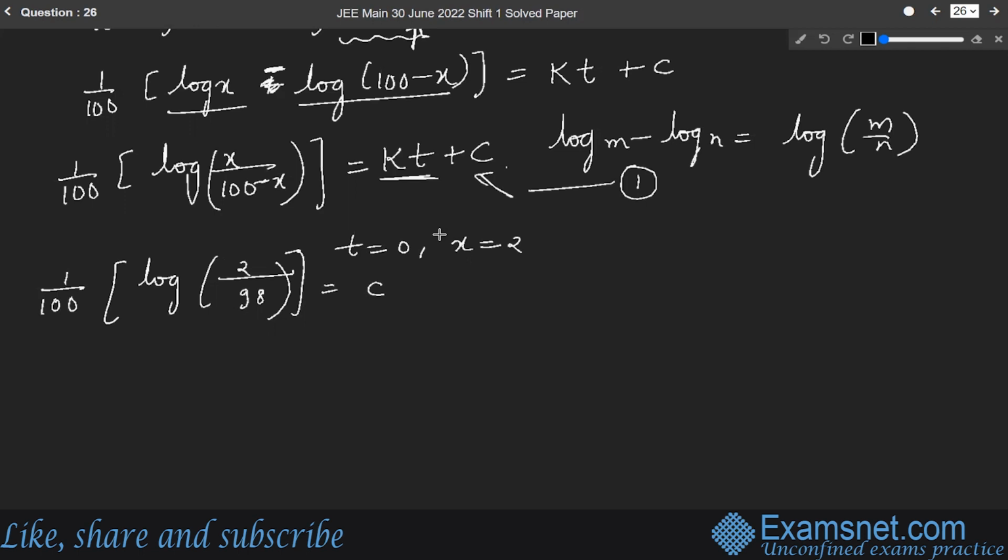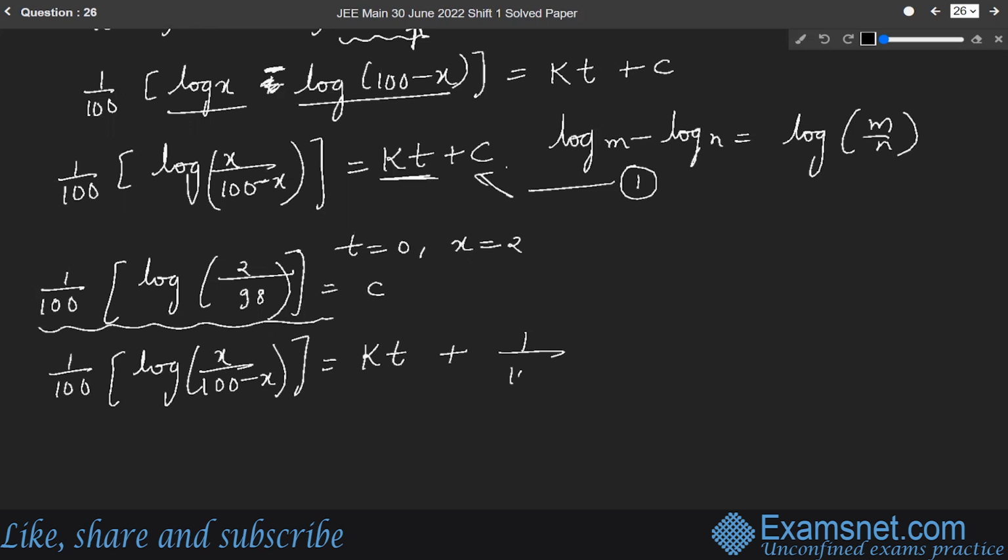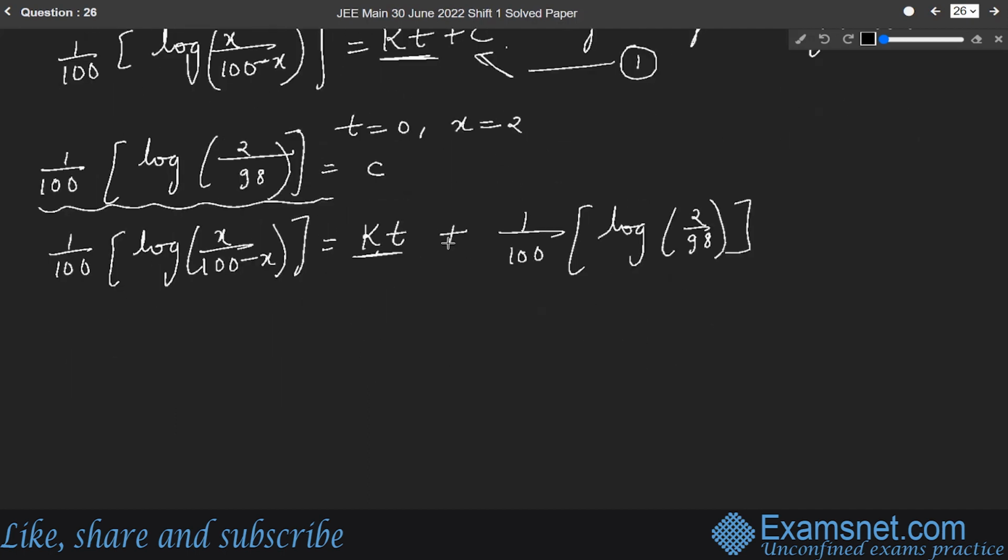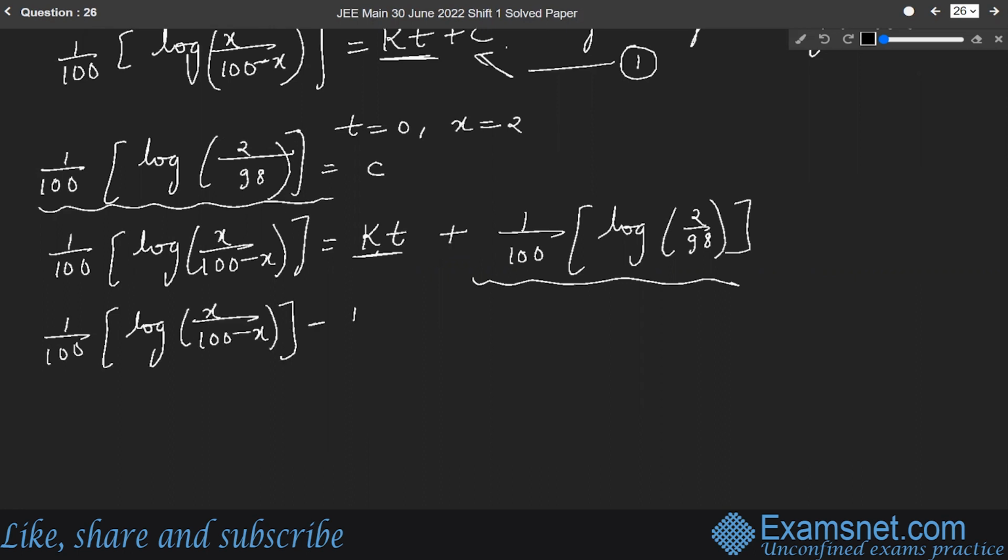So putting the value of c in equation number 1, we have 1 by 100 into log of x upon 100 minus x is equal to kt plus c. What is the value of c? This is the value of c: 1 by 100 into log of 2 by 98, right? Now, if we want the value of kt, then this whole expression will go to the left hand side. So 1 by 100 into log of x upon 100 minus x minus 1 by 100 into log of 2 by 98 will be equal to kt.